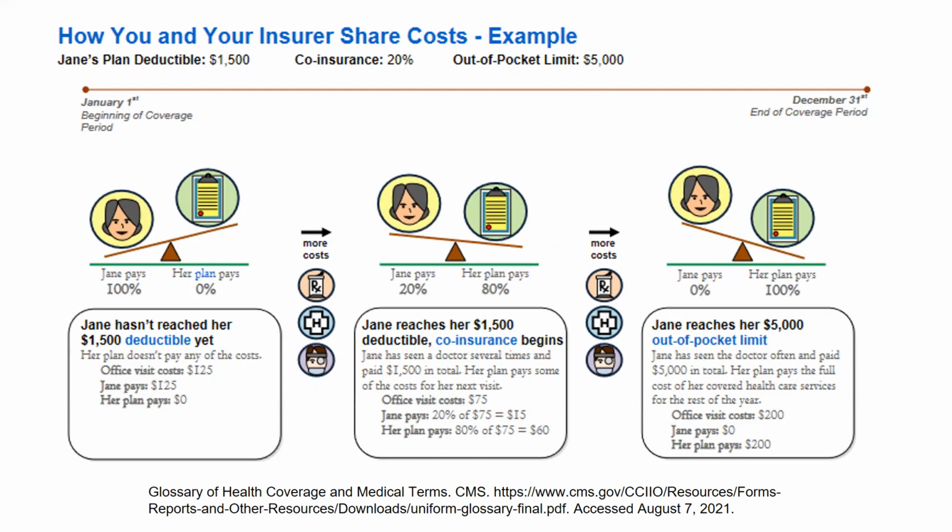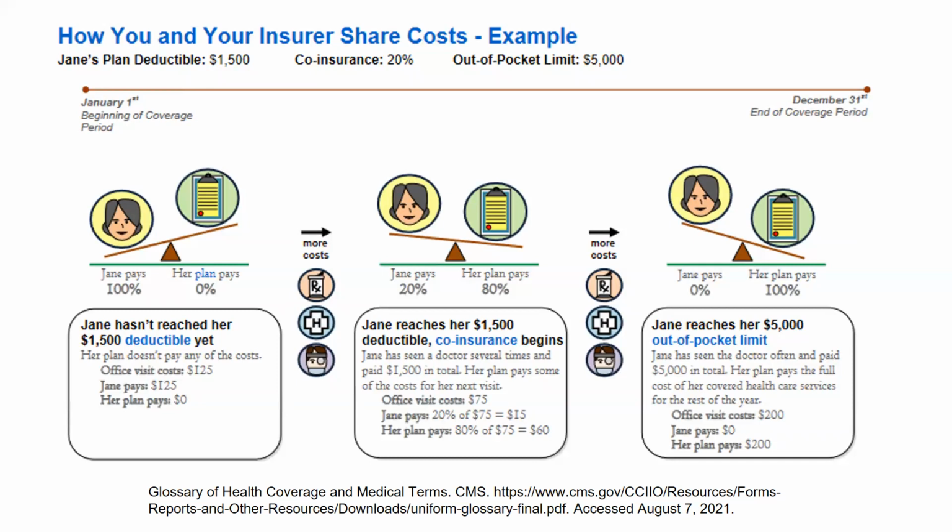At the beginning, Jane hasn't reached her deductible yet. So at this point, she pays for all of her healthcare expenses. So that $125 office visit, she pays the $125. Now, as healthcare costs accumulate and she reaches her $1,500 deductible, her coinsurance begins. So the next office visit, $75, Jane pays 20% of that. Her plan pays the other 80% of it.